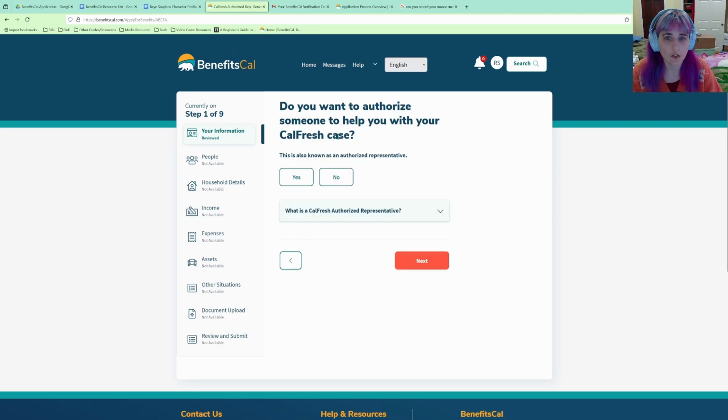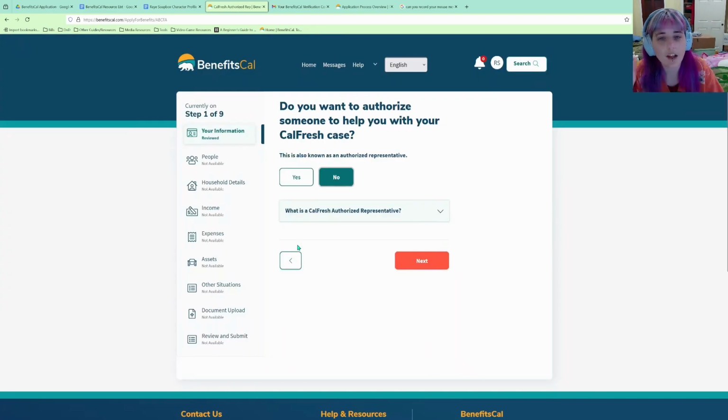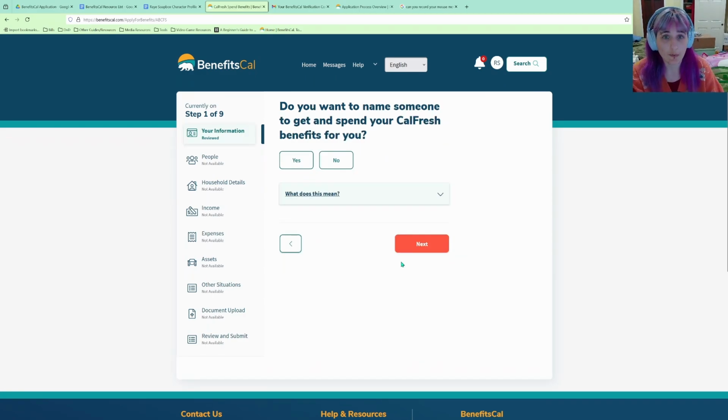Do you want to authorize someone to help you with your CalFresh case? This is what I was talking about earlier, when you can set an authorized representative, someone who can speak for you, as it says, help you complete forms or access information. So a case manager might be an authorized representative, or a family member. Someone could be anyone, as long as you designate that person and give their information. In our case, we're going to say no. Or I should stop saying our case. In my case, I'm going to say no. But for you, it might be different.